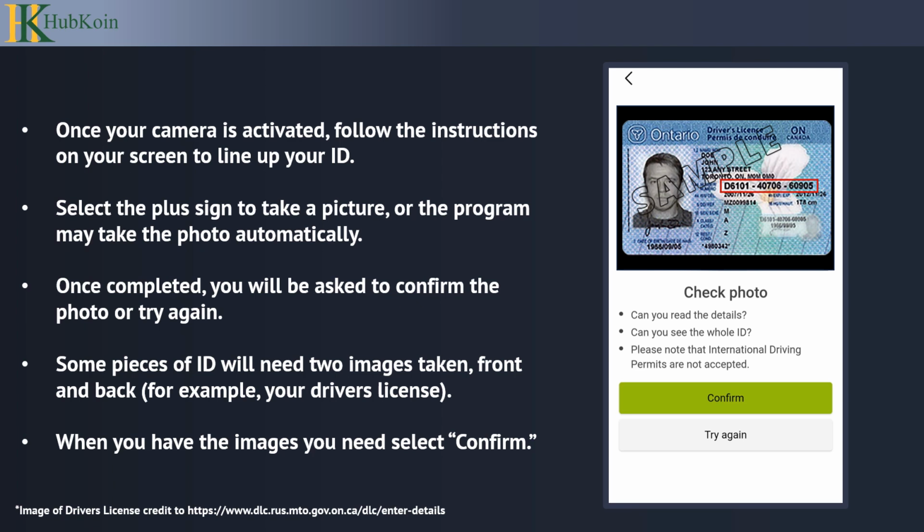Once your camera is activated, follow the instructions on your screen to line up your ID. Select the plus sign to take a picture, or the program may take the photo automatically. Once completed, you will be asked to confirm the photo or try again. Some pieces of ID will need 2 images taken, front and back, for example, your driver's license. When you have the images you need, select Confirm.